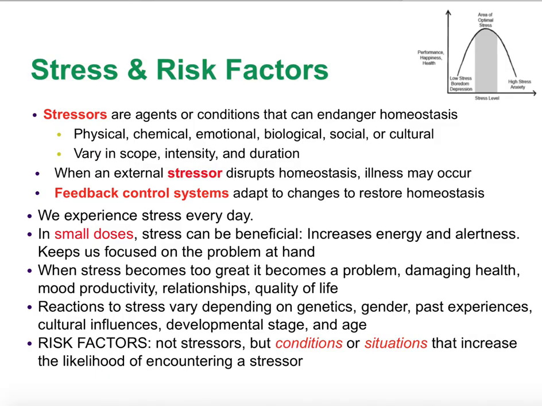Now, stressors are something I'm sure we are all familiar with. They're basically agents or conditions that endanger homeostasis. Stressors can be anything from something physical, chemical, emotional, social, cultural, biological, and it can vary in scope, intensity, and duration. Now, when an external stressor disrupts homeostasis, again, that's when illness may occur. Again, we do have feedback control systems that try to restore homeostasis.